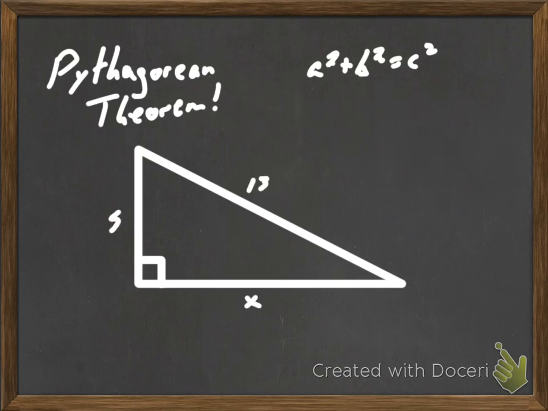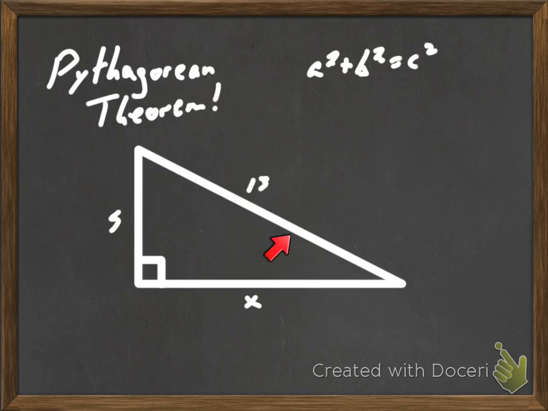So let's say this is 5. That's not an S, that's a 5. 13 and X. I get asked this question a lot. They always ask, Mr. Fitz, which one's C? Well, C is always going to be the side opposite the right angle. So if I'm standing here at this right angle, looking across is the hypotenuse.